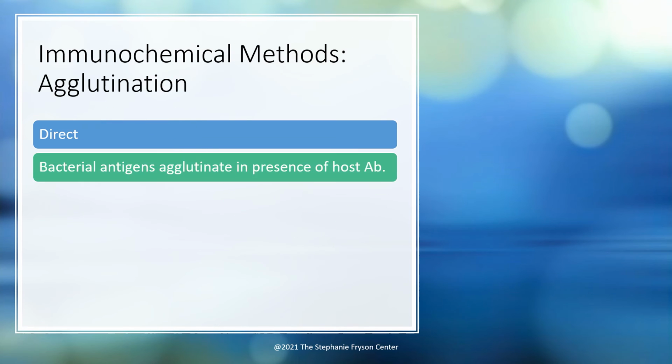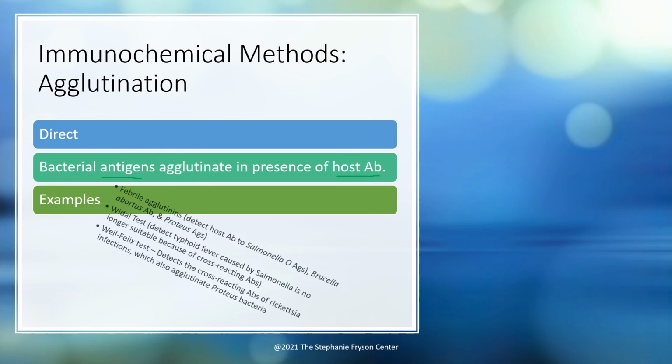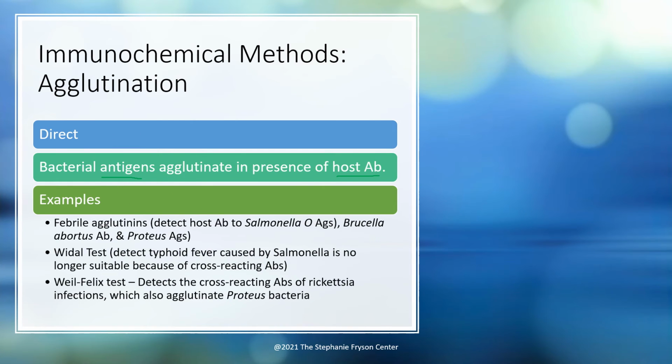All right, so direct agglutination. Direct, again, you're looking for the antigen. Bacterial antigens agglutinate in the presence of a host antibody. Examples of this: febrile agglutinins detect antibody to Salmonella and Brucella. The Widal test detects typhoid fever from Salmonella. The Weil-Felix test detects cross-reactive antibodies of Rickettsia.